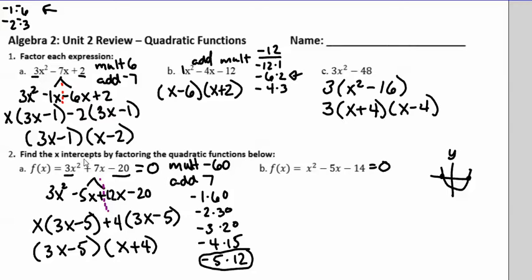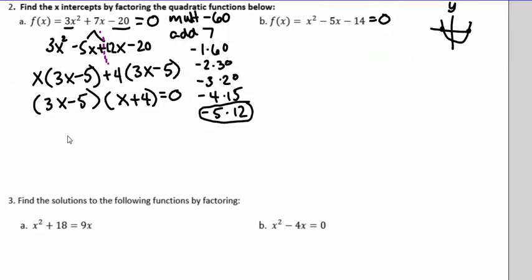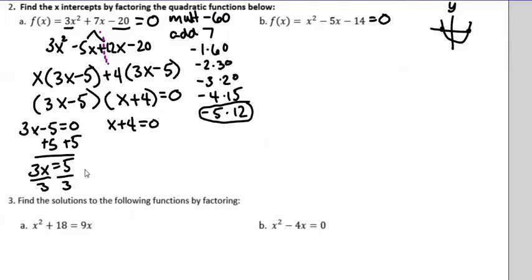Alright, so to find the x-intercepts, we said that we need to set this equal to 0. So if I have two factors being multiplied and my answer is 0, one of those factors has to equal 0. So you set each one equal to 0. 3x minus 5 equals 0. x plus 4 equals 0. This one is a little longer. 3x equals 5 and divide by 3. So this one gives me x equals 5/3. This one's pretty quick, minus 4. So I get x equals 5/3 or x equals negative 4.